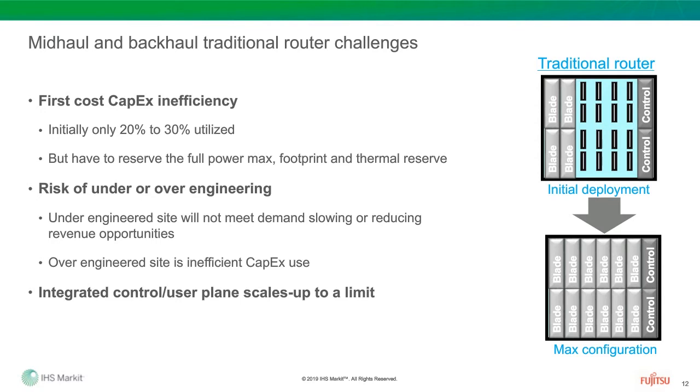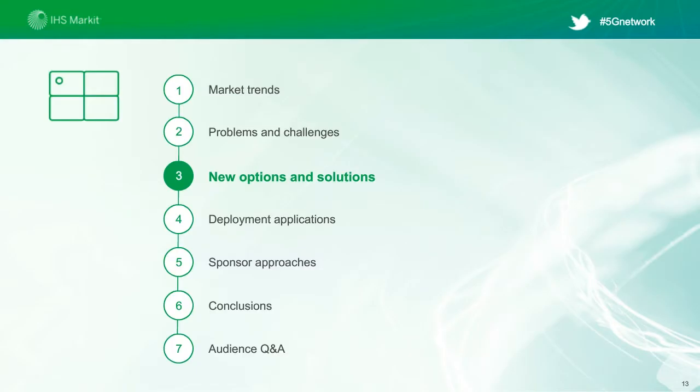Then there is the performance per capacity risk of over or under engineering each site. Deploy a platform too small and not meet demand, or over-engineer the site, resulting in inefficient CapEx use. Essentially, an integrated control and user plane router platform scales up to a limit, which results in inefficiencies and potential lost revenue opportunities. Let me hand that over to Richard.